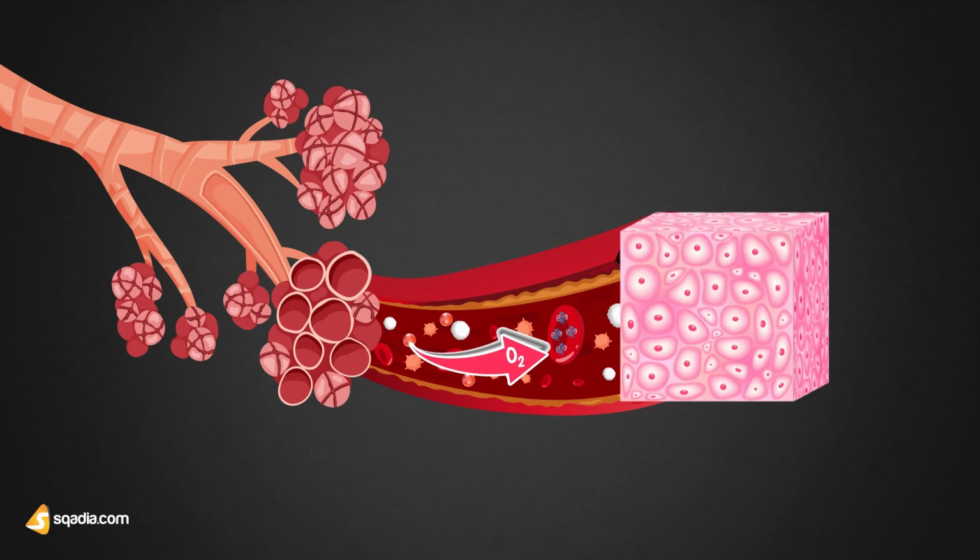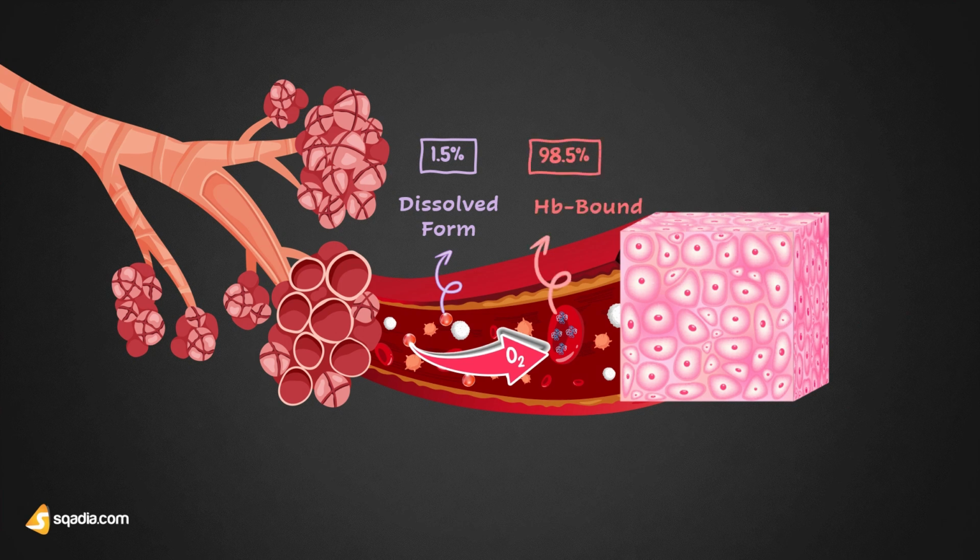Oxygen from the lungs is carried in blood in two forms. One of them is dissolved form, but of the oxygen entering the body, only 1.5% is dissolved in blood plasma, while the remaining 98.5% of oxygen is bound to the iron-containing protein called hemoglobin in the red blood cells. Now this hemoglobin at its normal concentration increases the oxygen-carrying capacity of blood to about 70-fold.